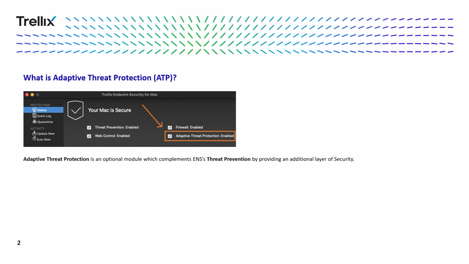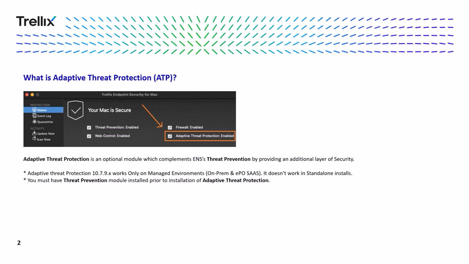ATP is an optional module which complements ENS Threat Prevention by providing an additional layer of security. ATP works only on managed environments such as on-prem and ePO SaaS. It doesn't work in standalone installs. You must have the Threat Prevention module installed prior to installation of ATP. What it does is examine executed files and make decisions on how to proceed depending on file reputation, rules, and reputation threshold.